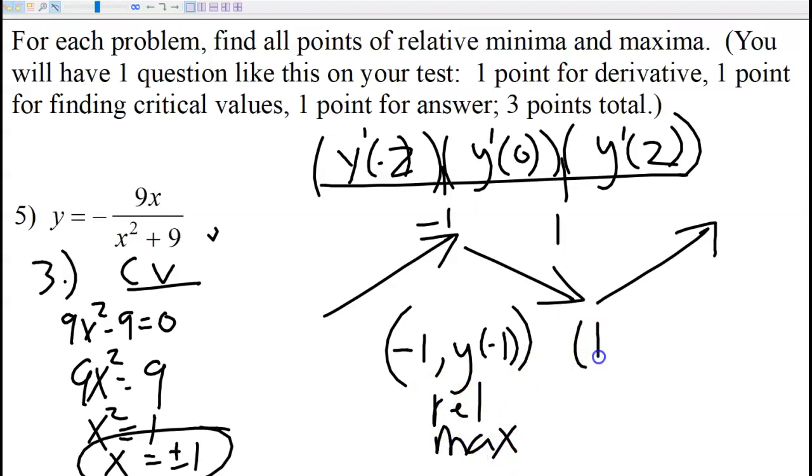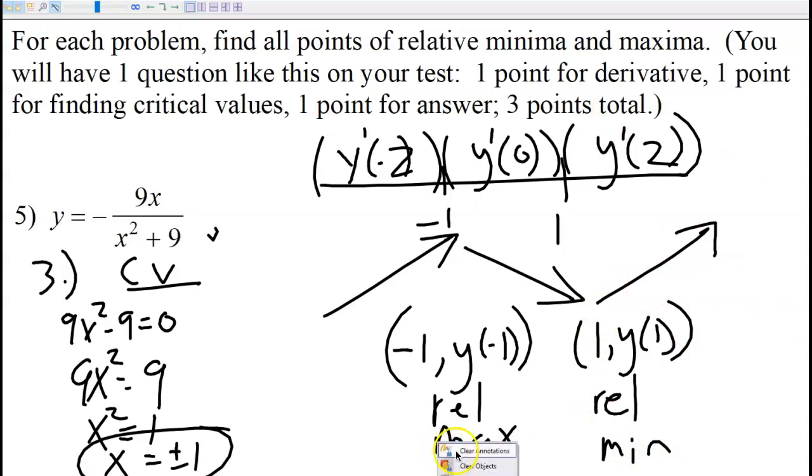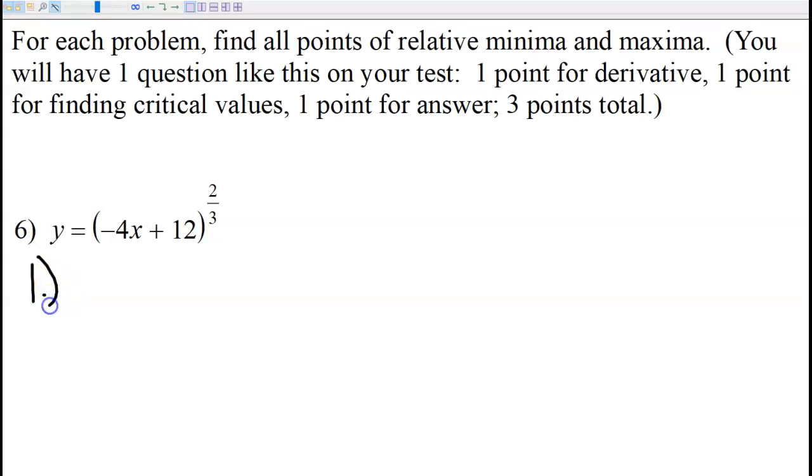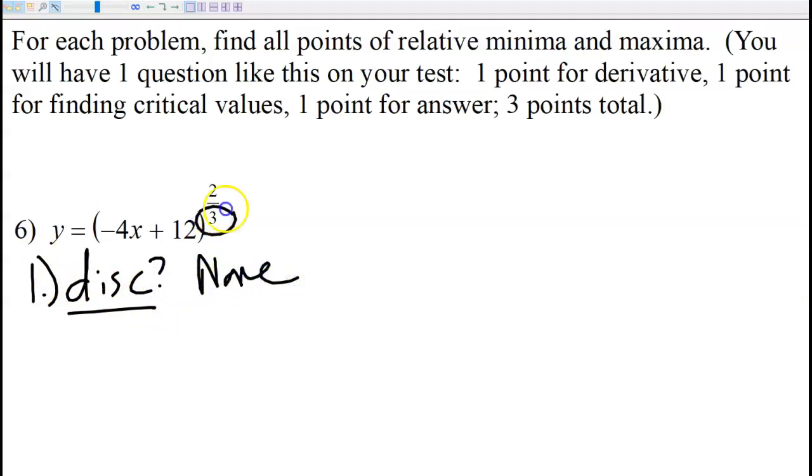And at 1, y of 1, we have a relative min. Okay. Let's go ahead and take a look at another type of problem like this, but this one's going to be one of these types of problems. All right. So, step 1, are there any discontinuities? And the answer is no, there are none, because this is a cube root function.